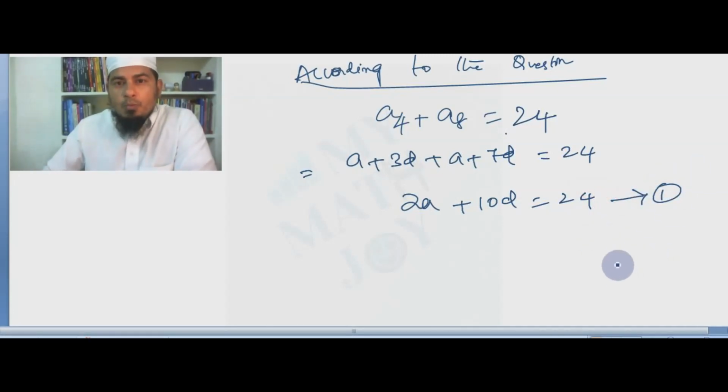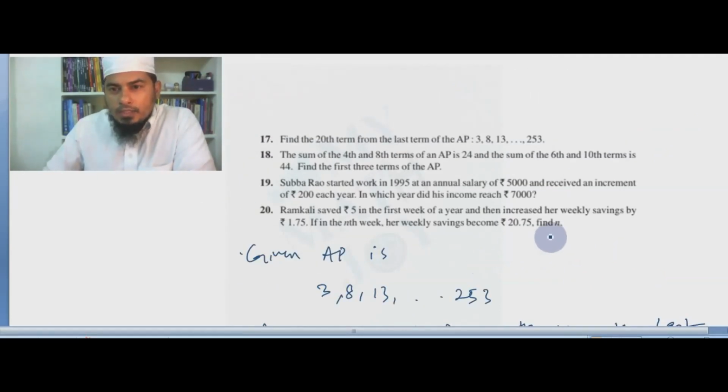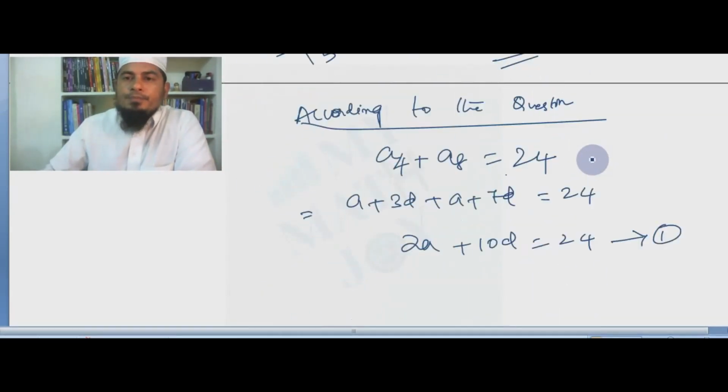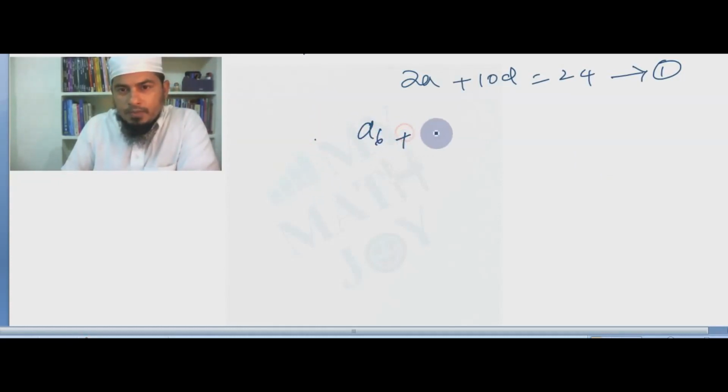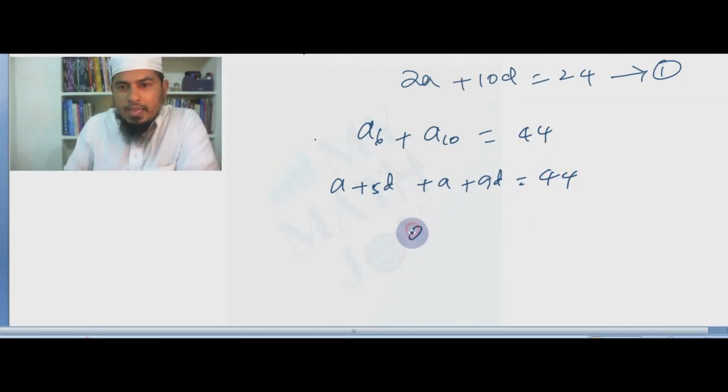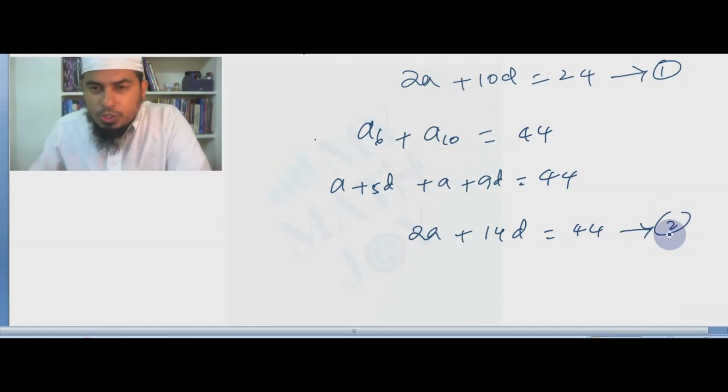Has he given one more equation? Let's see. The sum of the 6th and 10th term is 44. The 6th term is A plus 5D and the 10th term is A plus 9D. So 2A plus 14D is 44. Equation number 2. Whenever we get a pair of linear equations in two variables, we need to solve it.